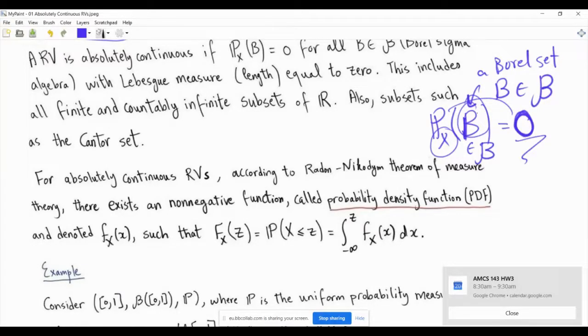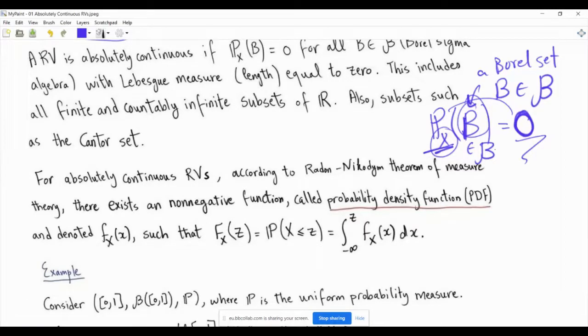Now, Borel sets are Lebesgue measurable. So for Borel sets, you can assign a length to them if we are talking about one dimension. So you can assign a Lebesgue measure or a length to them, and if it happens that this assigned length is equal to 0, so they are of Lebesgue measure 0, then if you want your random variable to be absolutely continuous, it must be the case that the probability of it happening is equal to 0.